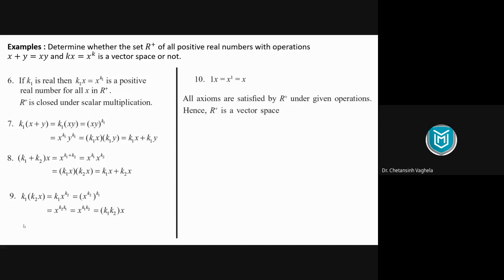We need to mention this line, under the given operations, because if you change the operations, it's possible that some of the conditions might not be satisfied. So it's not a vector space for other operations, but for these two operations, this set is a vector space. Whenever you apply any algorithm in machine learning, you need to be careful about your data set. Observe your data set and your operations first, and check whether your operations form a vector space for your data set.